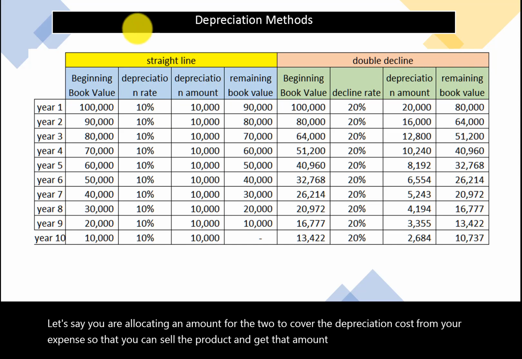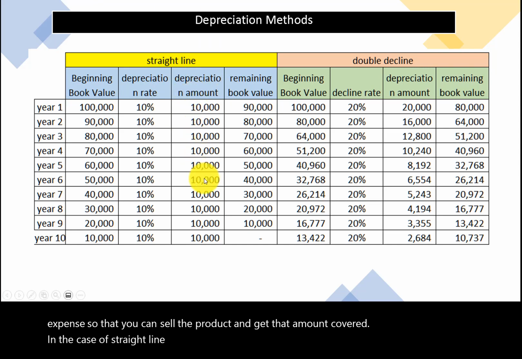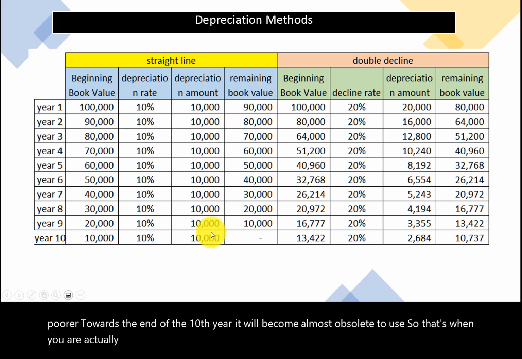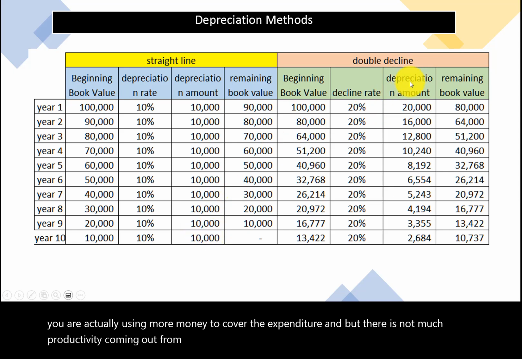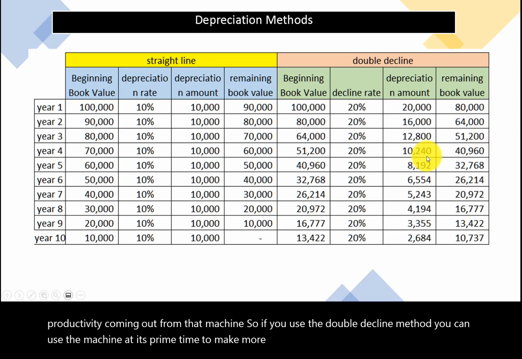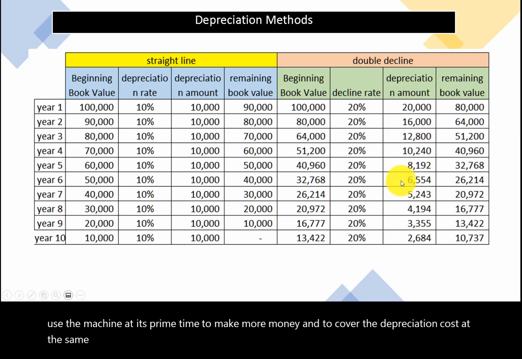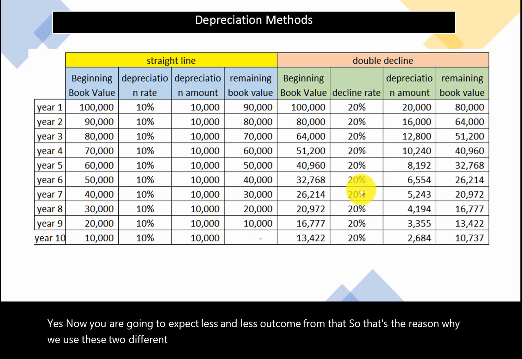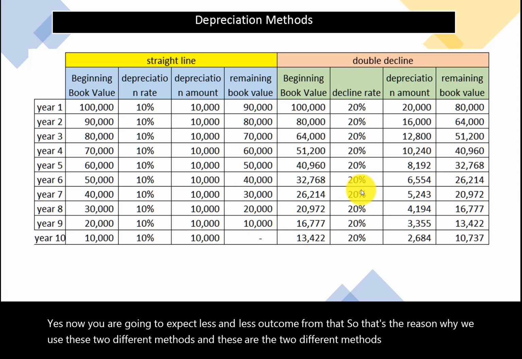In the case of the straight line method, after 5 or 6 years, the machinery will perform poorer. Towards the end of the 10th year, it will become almost obsolete to use. That's when you are actually using more money to cover the expenditure, but there is not much productivity coming out from that machine. So if you use the double declining method, you can use the machine at its prime time to make more money and to cover the depreciation cost. At the same time, when the machine wears down, you are going to expect less and less outcome from it. So that's the reason why we use these two different methods. And these are the two methods mostly used for estimating depreciation.